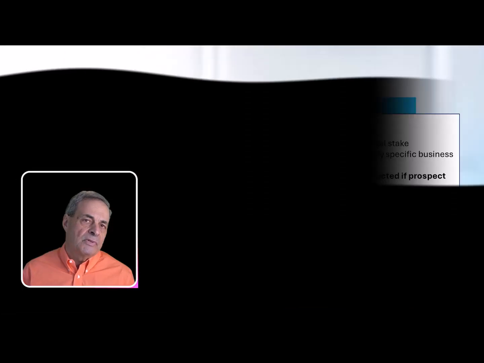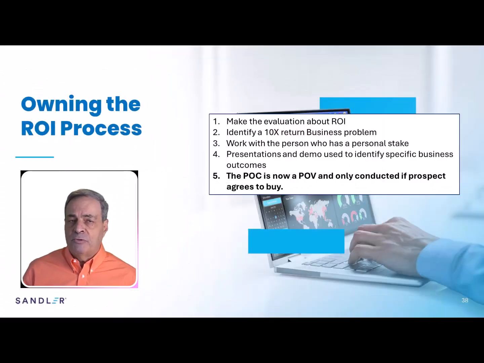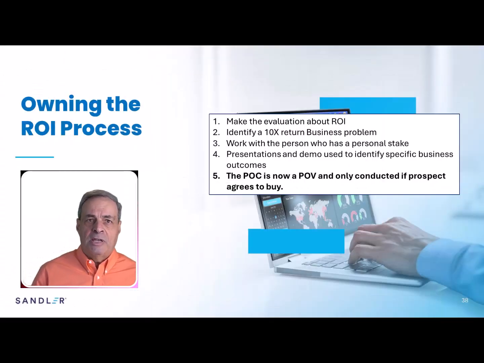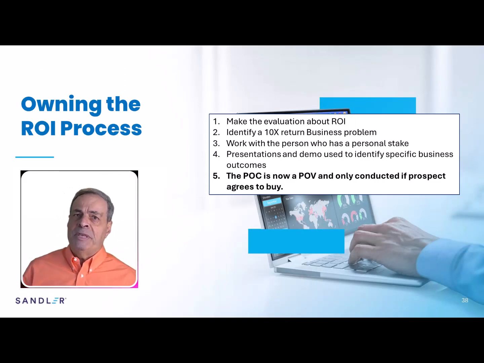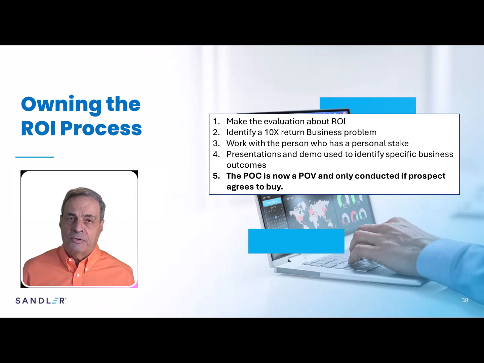And point number 5, if your sales process requires today maybe a proof of concept or POC, that should now be a POV, or a proof of value. Because if you follow these 5 steps, you're now in a position where you could ask the prospect, if during our proof of value we're able to demonstrate to you these outcomes, will you go ahead and acquire our product?